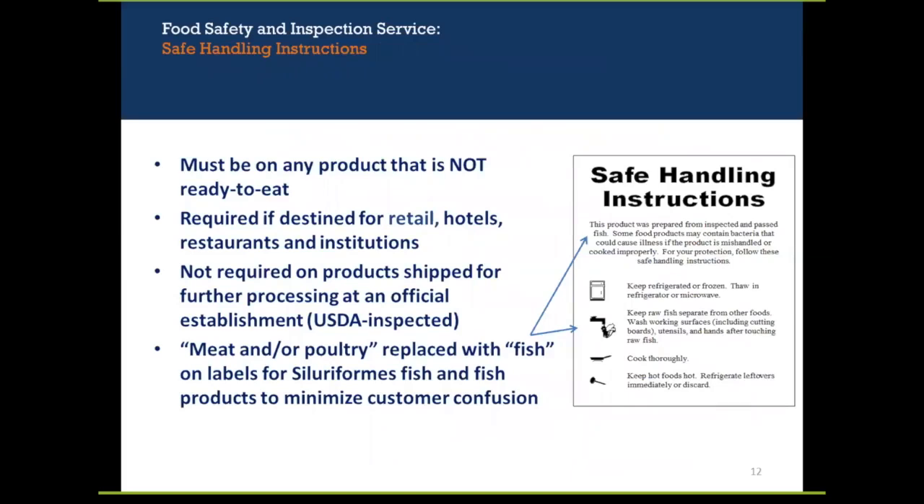As I mentioned, the safe handling instructions may appear on any panel of the immediate container. The instructions are only required on products that are not ready to eat, in other words, raw, and that will be sold directly to consumers, hotels, restaurants, and other similar institutions. The safe handling instructions are very prescriptive in both the language that must be used and in the graphics that appear in the image. The border that you see here around the text is required, and there's even a requirement that only 2 colors may be used, a single color font and a single color background. The phrase in the safe handling instructions, meat and or poultry, must be changed to fish in 3 different locations, and that is a regulatory requirement.